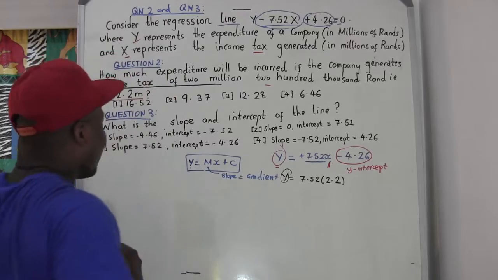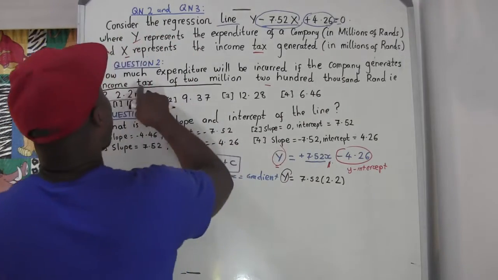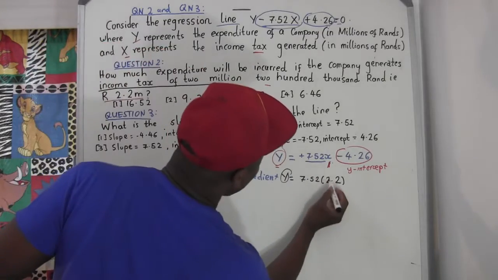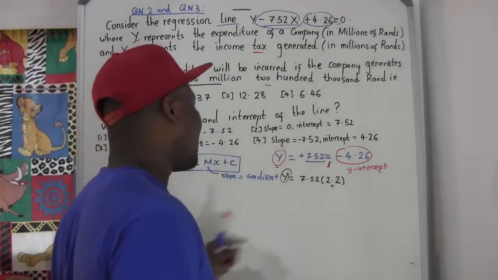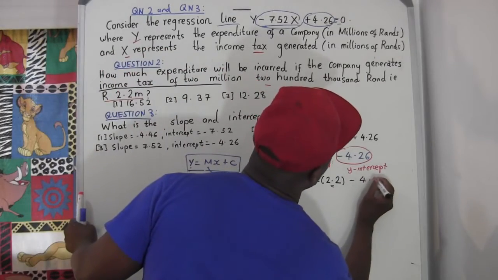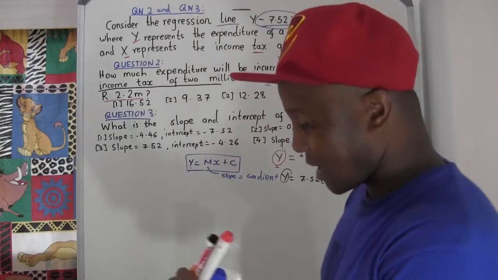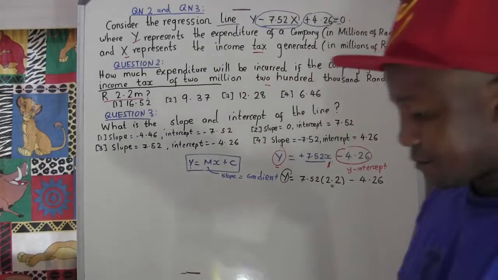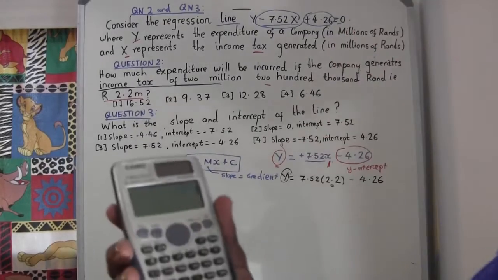So if the company generates income tax of 2.2 million, we're going to put in 2.2, which they have given to us, and then minus 4.26. So let me take my calculator right here to find the expenditure. I'll see if you can see this.